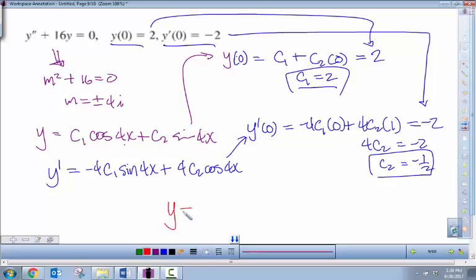All right, so our final answer is the original function that we're looking at, except we actually put in the c1 and c2 values. So this is going to be 2 cosine 4x minus 1/2 sine 4x.